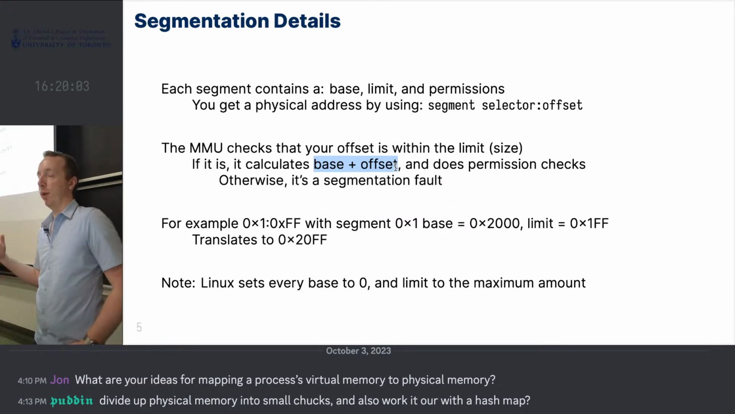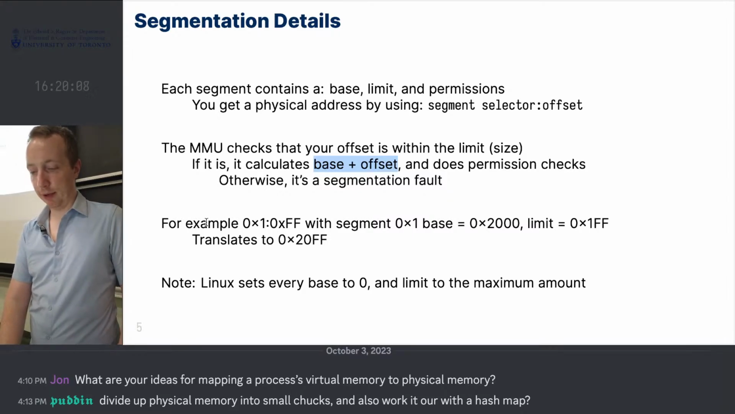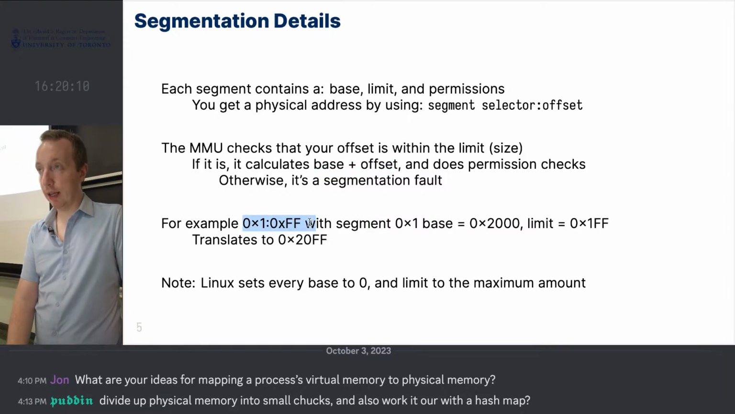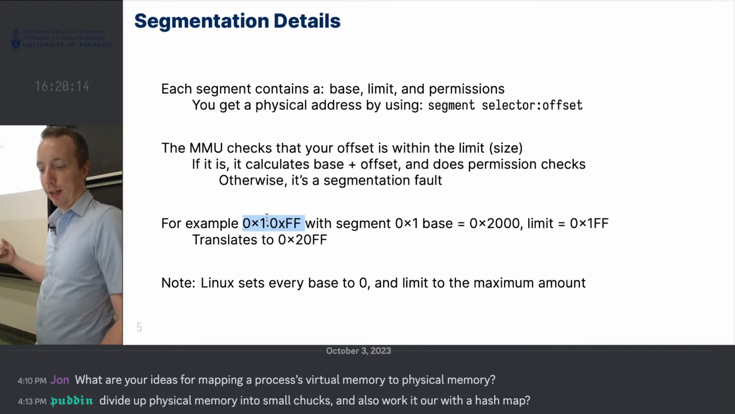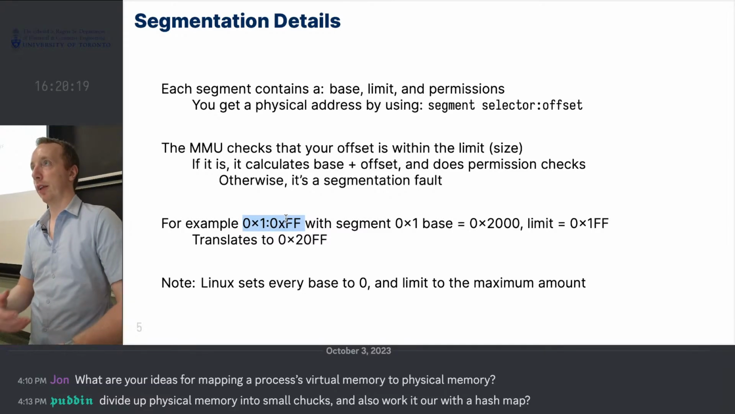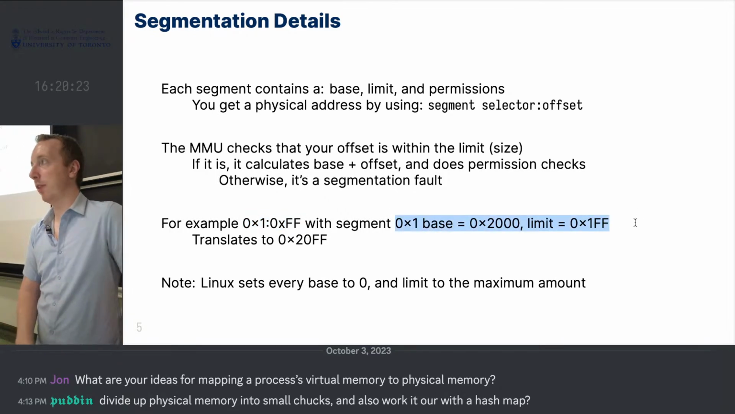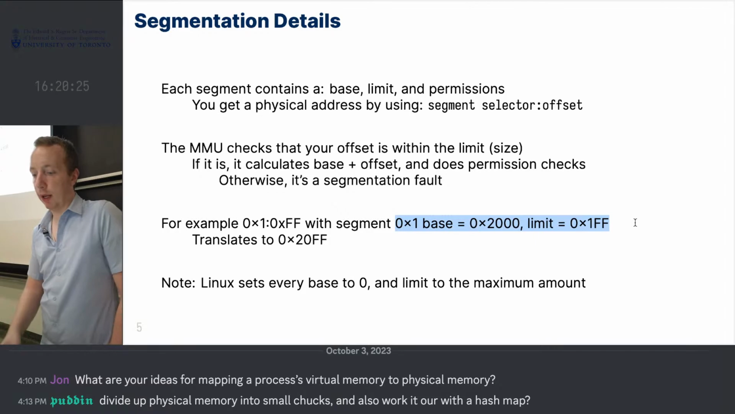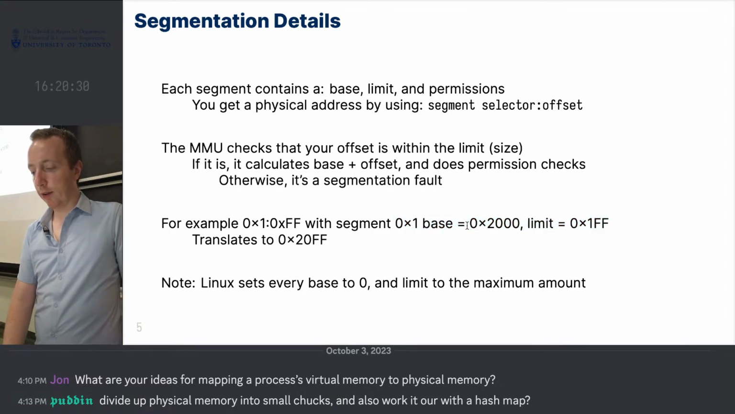Even though once we go through this, we'll figure out that they don't use segments anymore. So if they did use segments, your virtual address would look like this. This means select segment 1, and I want to do offset FF, which is like 255 bytes into it. And then as part of your description of the segment, which your kernel would manage, it would say segment 1 starts at physical address 2000 in hex.